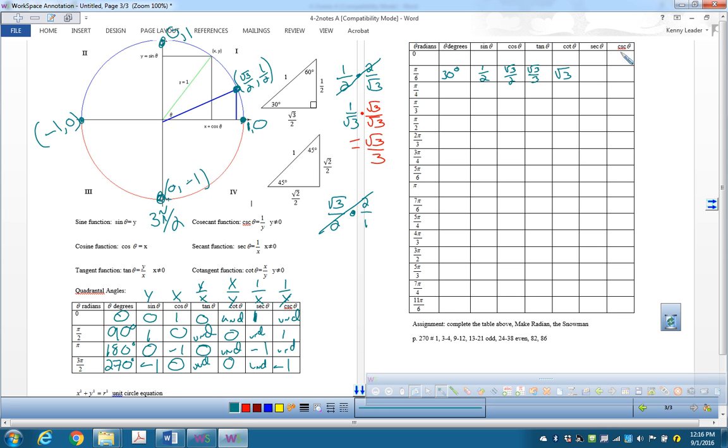Cosecant is easy, because cosecant is the reciprocal of sine. So do you think Taylor can tell us what it is? It's 2. What's the reciprocal of sine? Do you think Taylor can tell me what the reciprocal of sine is? Cosecant. Cosecant. Thank you. Okay. Oh, stop. I got so excited.